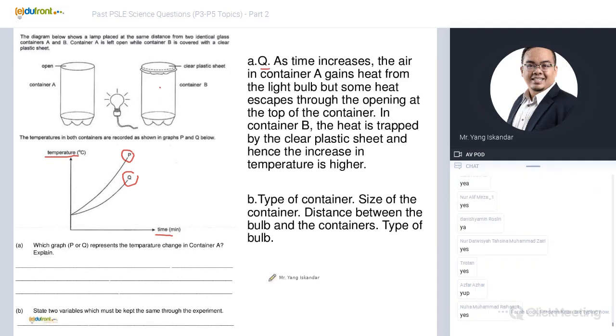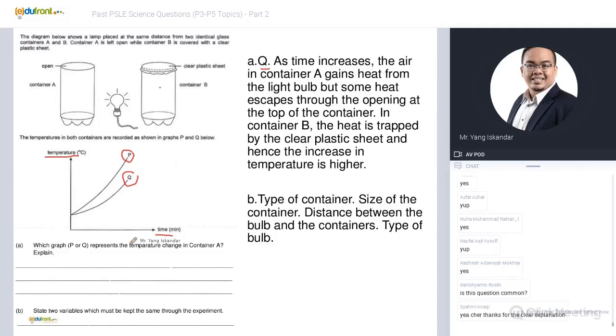Okay, very good. Now let's take a look at part B. Which two variables must be kept the same throughout the experiment? Remember, in an experiment, there can only be one change variable, right? In this instance, the change variable is the presence of the clear plastic sheet. Now, everything else must remain the same. Okay, everything else must remain the same.